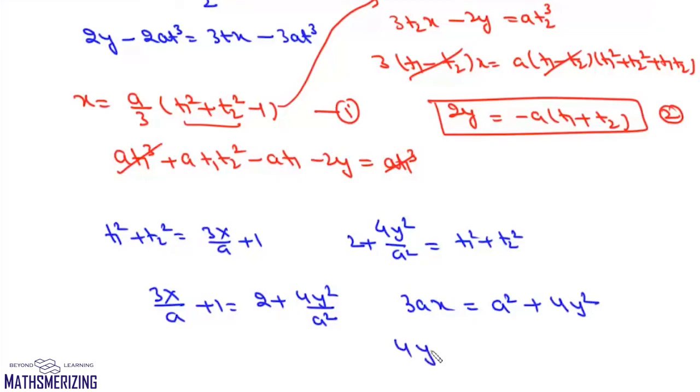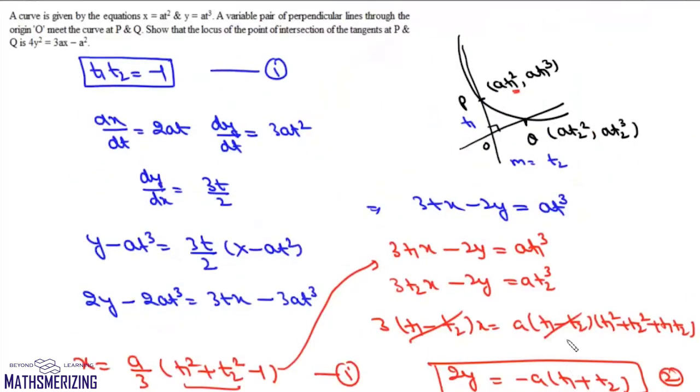So the required locus is 4y square equals 3ax minus a square, which is what we need to prove.